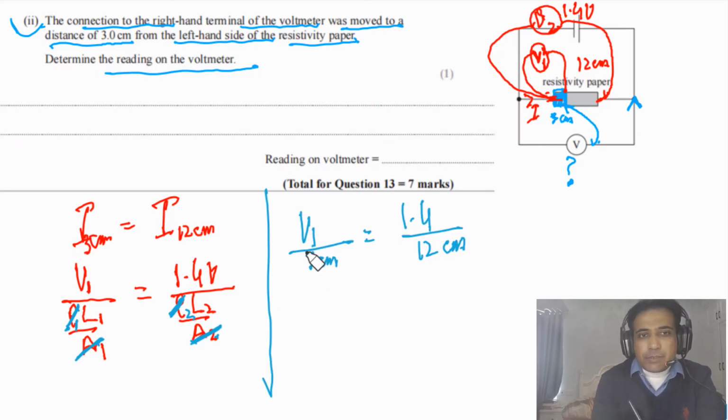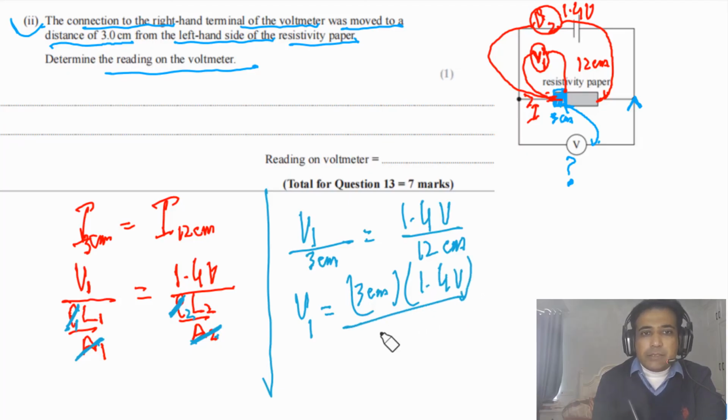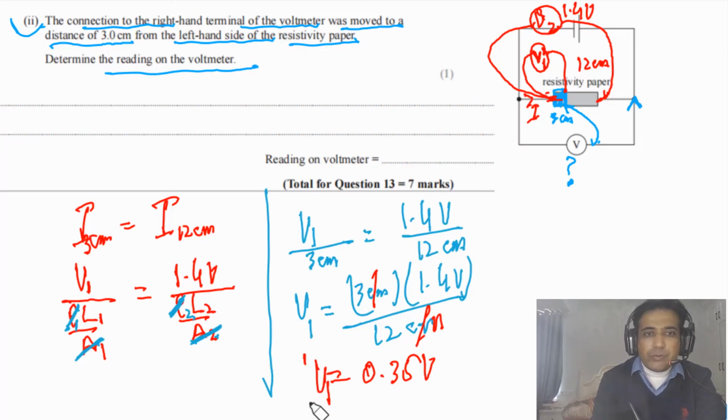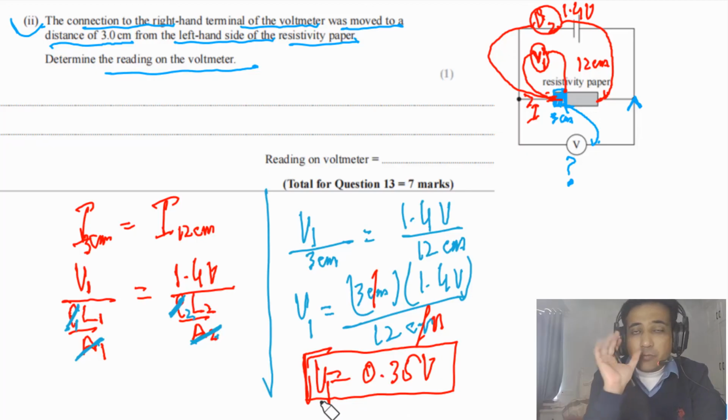We need to find V1, so we can say V1 will be equal to 3 centimeters times 1.4 volts, divided by 12 centimeters. You don't need to convert units because centimeters will cancel. So we will get V1 equal to 0.35 volts. So this is a proper way to answer this question. It's a nice question. This question has only 1 mark, but it's a conceptual question.